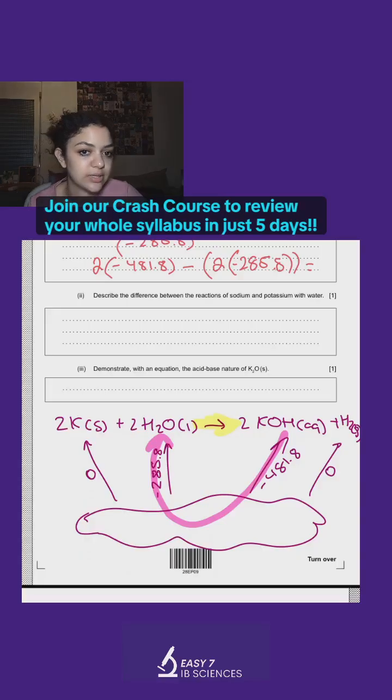Someone said, why zero formation? That's just the way it is. Elements do not have enthalpy of formations. So when you're forming a compound, you have an enthalpy of formation because it has to be a compound.